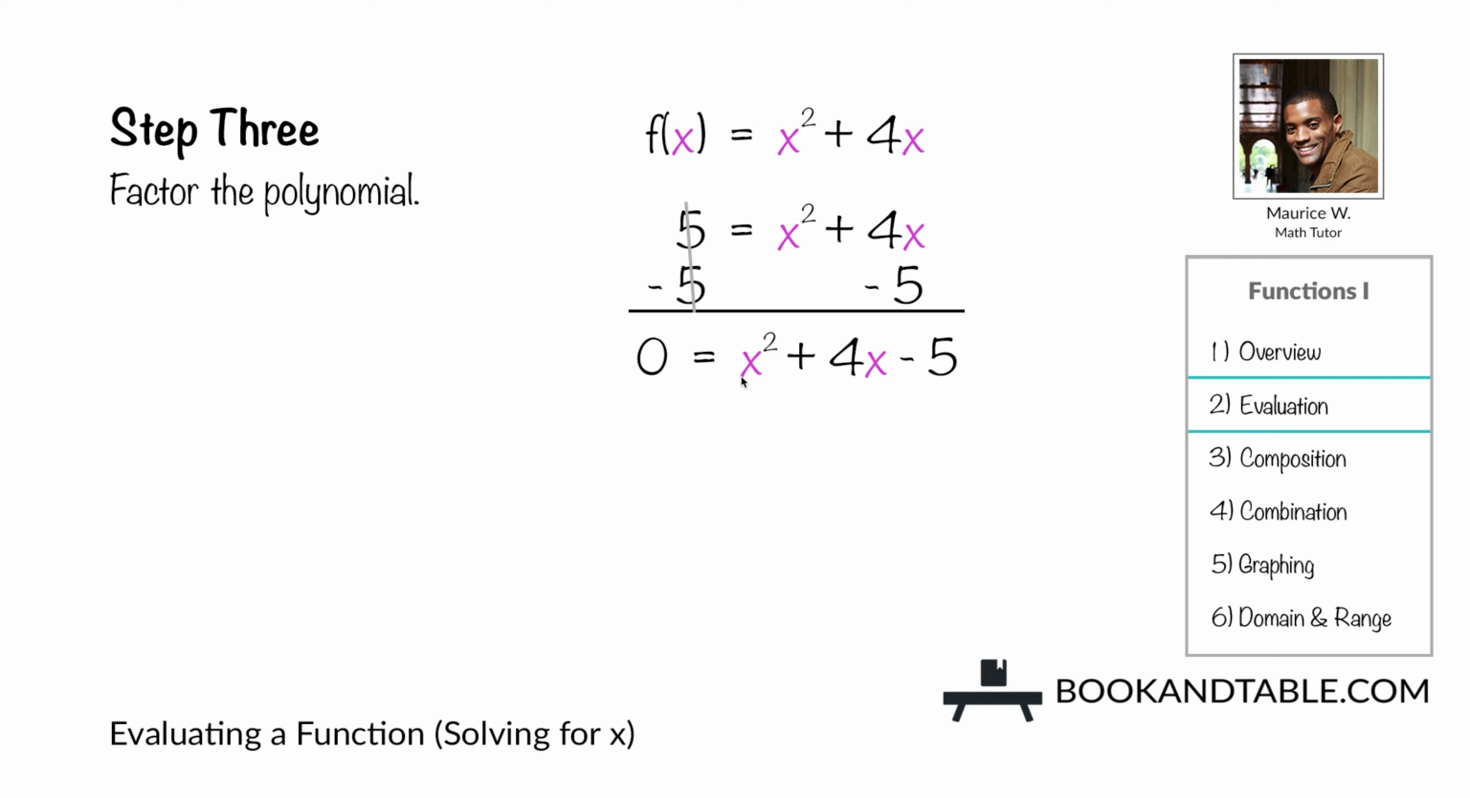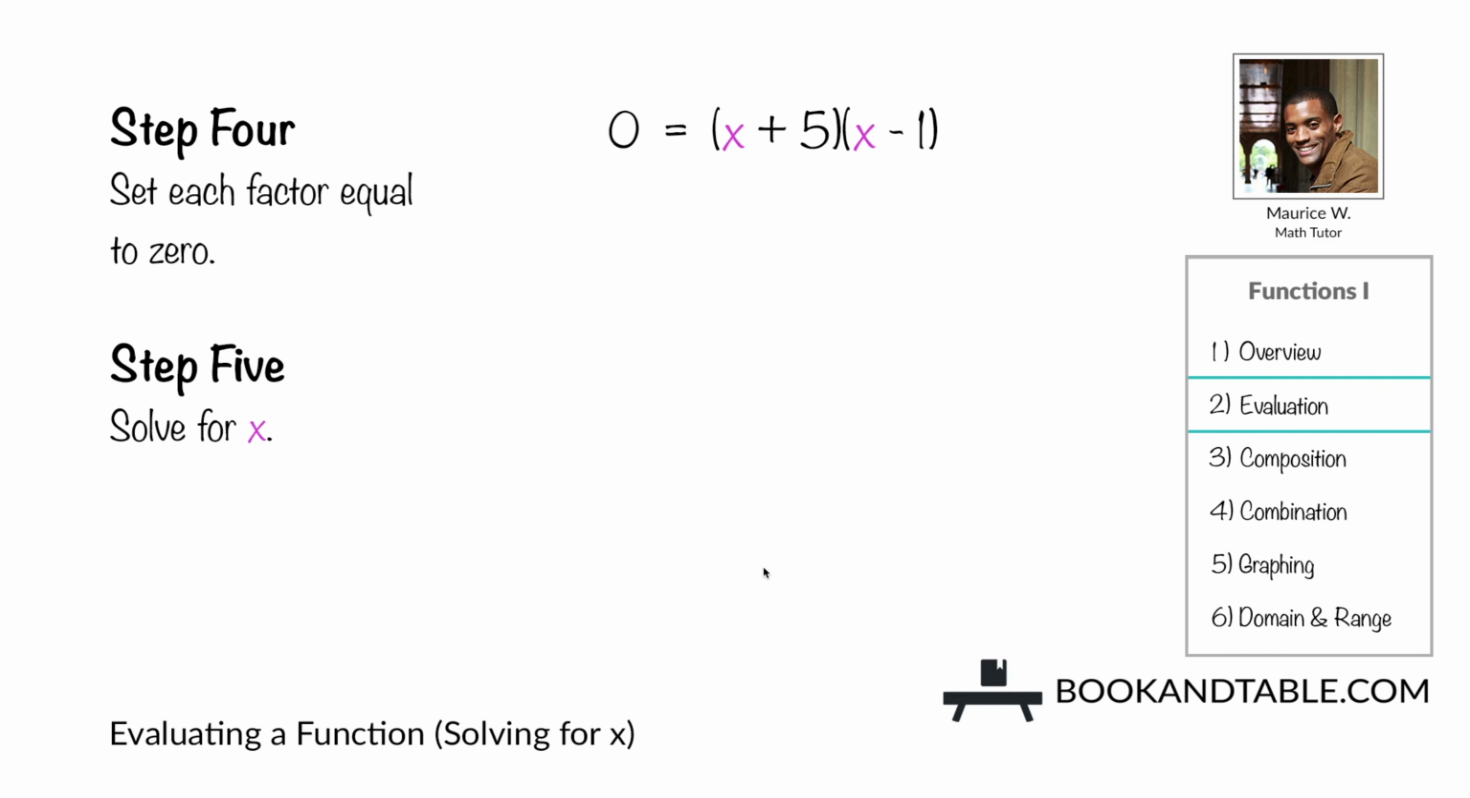Since the coefficient of the quadratic term is 1, we can factor this if we can find factors of -5 that have a sum of +4. So we can get to -5 by multiplying 5 times -1. And the sum of these two numbers would be 5 minus 1, which is 4. So 5 and -1 are the numbers we are looking for. So this polynomial can be changed to x plus 5 and x minus 1. And now with the polynomial factored, we can solve for the x's. So we want to set each factor equal to 0 and then solve for x.